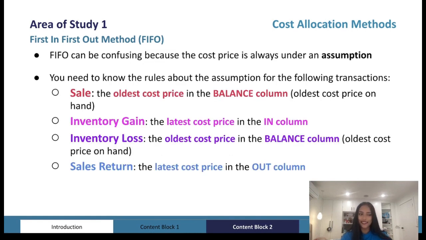Okay, FIFO can definitely be a bit confusing at times, but if you remember these rules, you should be fine. So, when there's a sale of inventory, we use the oldest cost price in the balance column, which is the oldest cost price on hand. When there is an inventory gain, we use the latest cost price in the in column, so whatever the last cost price in the in column is. When there is an inventory loss, we use the oldest cost price in the balance column, which is the oldest cost price on hand. And when there's a sales return, we use the latest cost price in the out column.